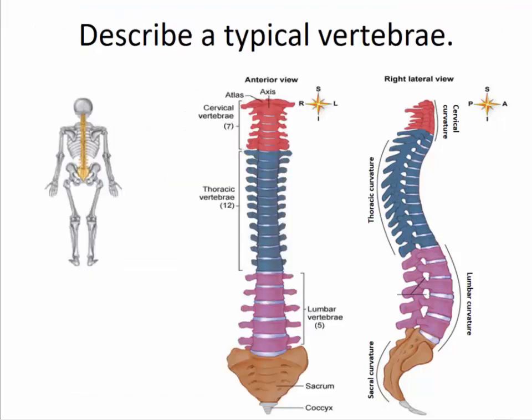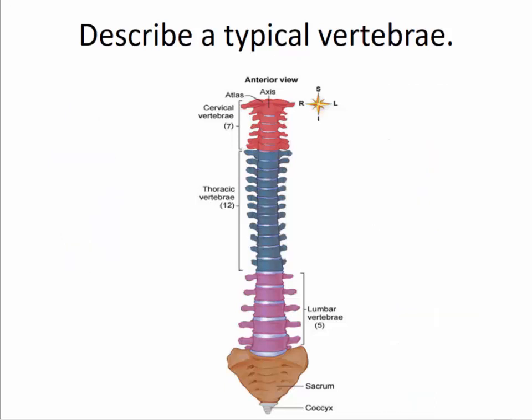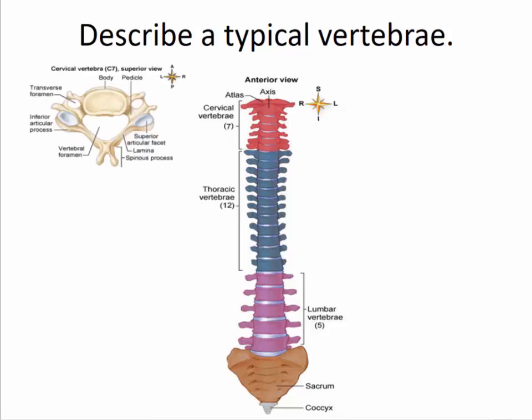Let's go back to this original picture so that we can describe a typical vertebra. Removing those 2 items, we can take a look at a cervical vertebra. A cervical vertebra looks something like this. The main things to point to here are the body of the vertebra. It's disc-like. It's the weight-bearing portion where the most bone is found.